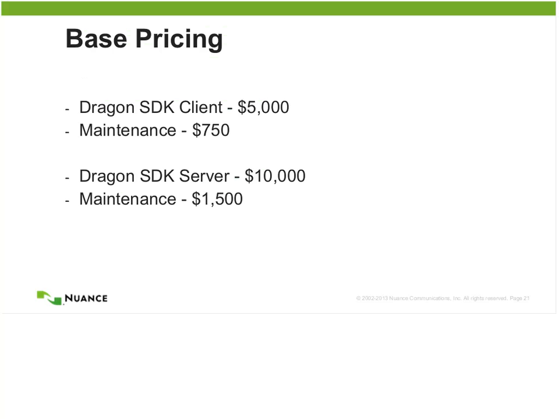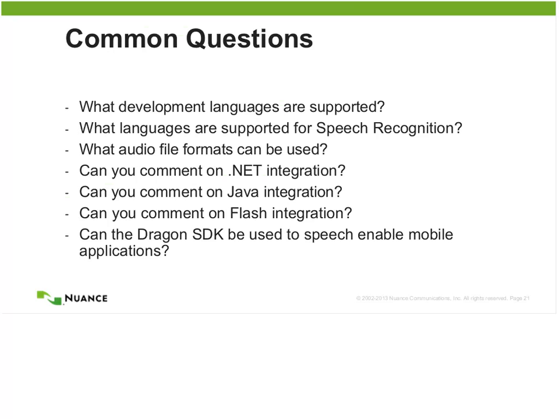I just wanted to quickly wrap up with a couple of things, including our base pricing here. Obviously, the pricing will change based on the application and environment that you're looking to run. But just to give you a quick idea of where things stand, the SDK client base pricing is $5,000, and if you want to add maintenance, that's a yearly cost of $750. On the server side, the base is $10,000 with a maintenance yearly of $1,500. Obviously, we'd love to put you in touch with our sales team to talk more in depth about the application that you're looking to run, so we can best put together pricing specifically for you.